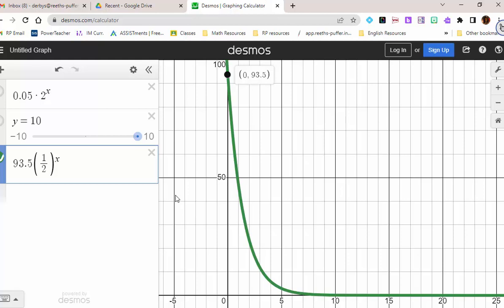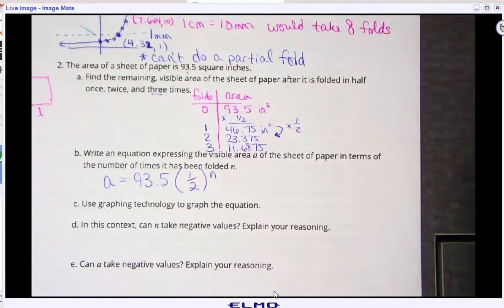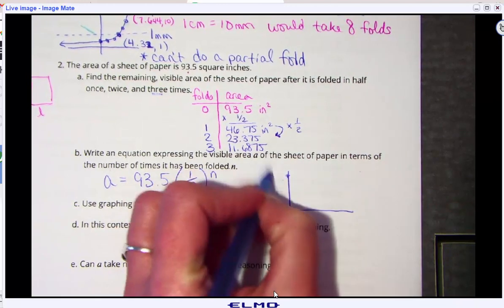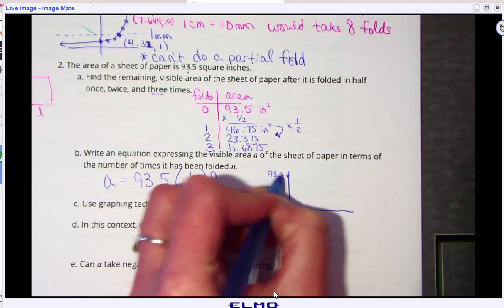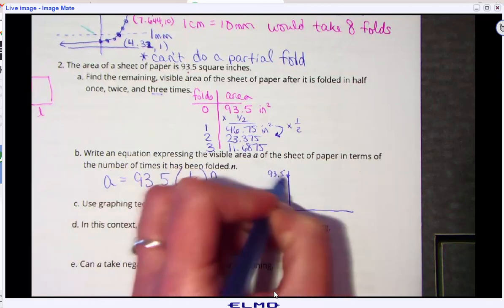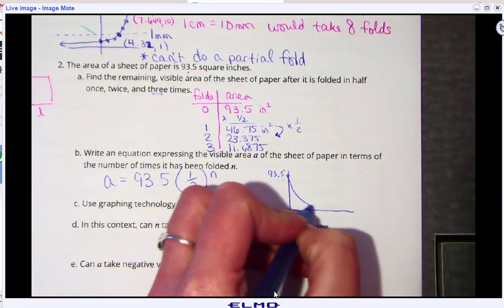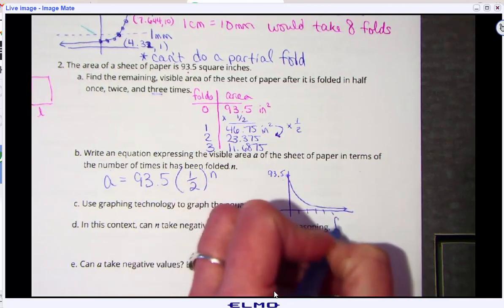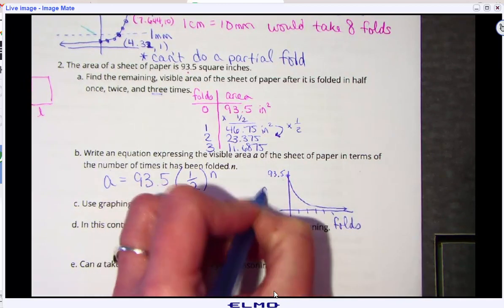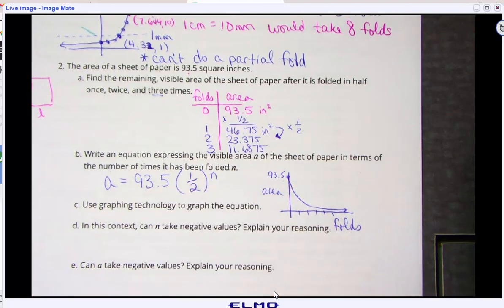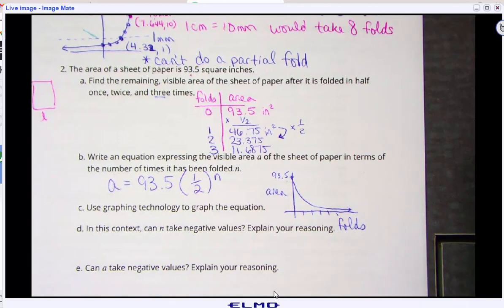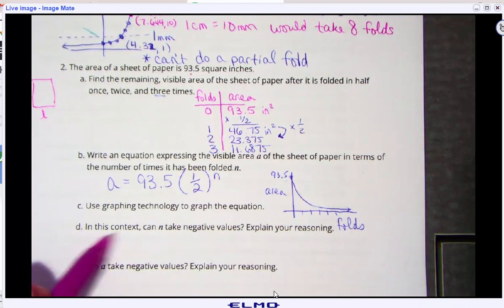So let's sketch that graph in our workbook. It starts up here at 93.5, and it's got this downward swooping shape that cuts in half for a certain number of times we fold. So this shows that I used graphing technology and I graphed it in this context.